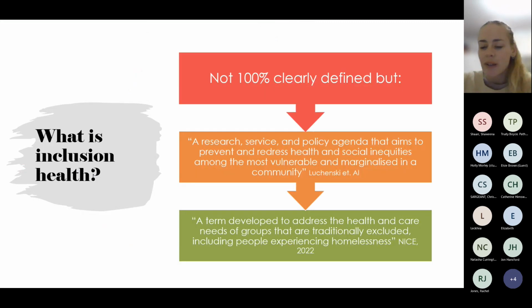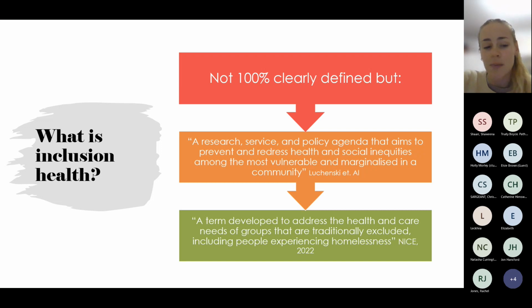So firstly, for anybody who is newer and doesn't fully know what inclusion health is, neither do a lot of people, and it isn't 100% defined clearly, but in one key paper, it's defined as a research, service and policy agenda aiming to prevent and redress health and social inequities among the most vulnerable and marginalised in the community. And in some quite recent NICE guidance, they define inclusion health as a term developed to address the health and care needs of groups that are traditionally excluded, which includes people experiencing homelessness.